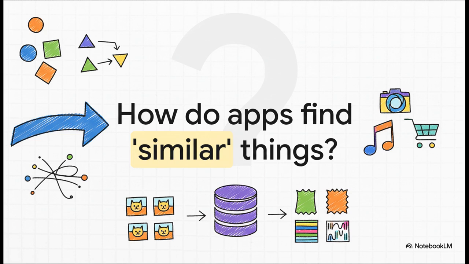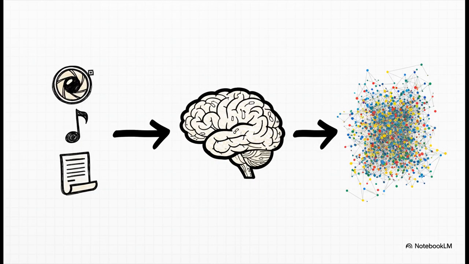How does that work? Well, the secret is that these AI systems are basically incredible translators. They take stuff we get, images, songs, text, and they convert it all into a kind of numerical fingerprint. It's called a high-dimensional vector. Just think of it as a really, really long list of numbers that captures the absolute essence of that thing.